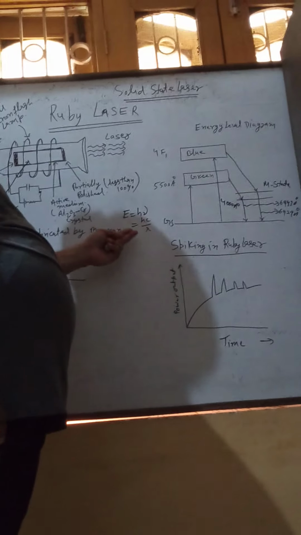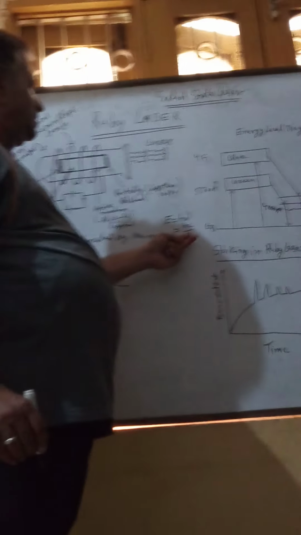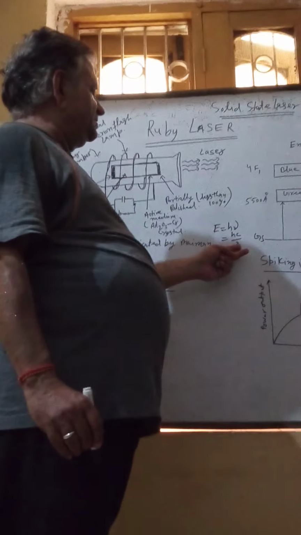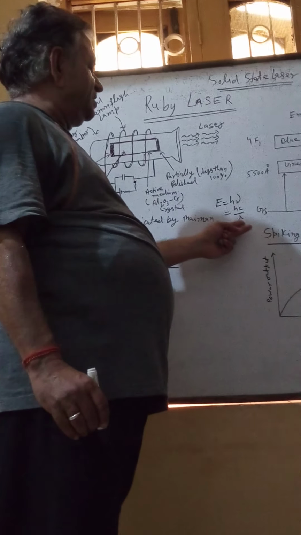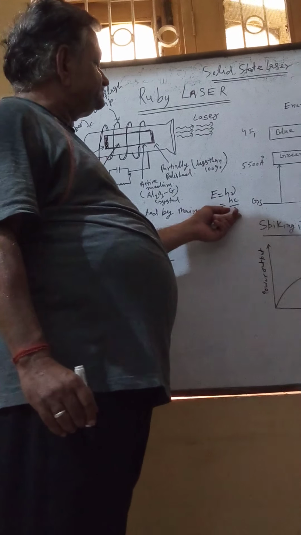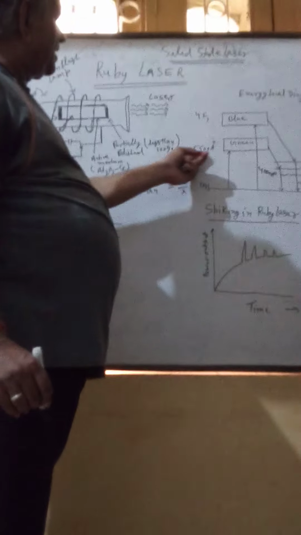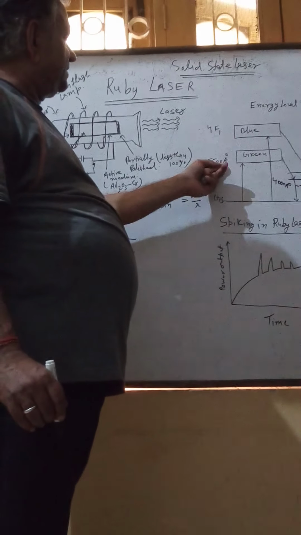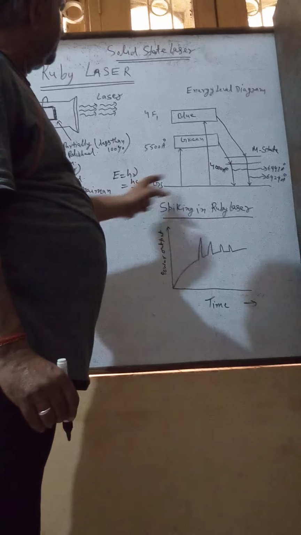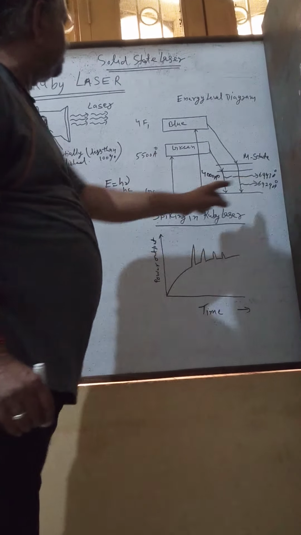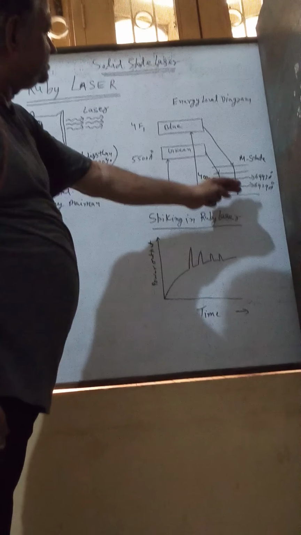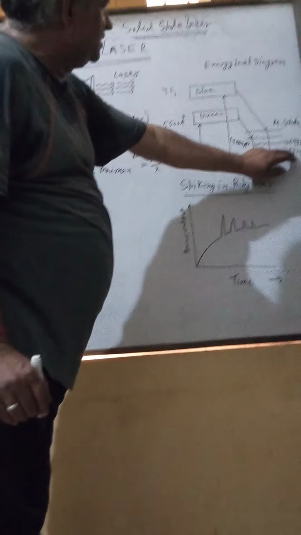The equation is E equal to h nu, and E equal to hc by lambda. Nu is converted into velocity and wavelength. It is clear from this equation that when lambda is greater, this ray has the higher energy, 6943, and when lambda is less, 4000 angstrom, then this has lower energy.